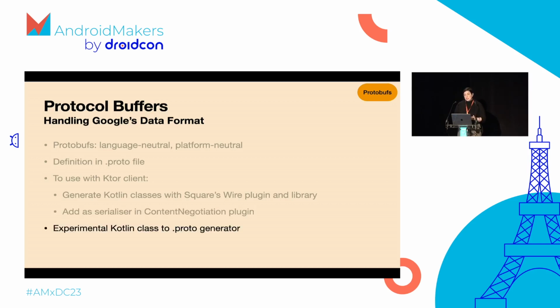We can send and receive protobufs just as simply as we would JSON. And something interesting to note that I discovered somewhere in our documentation was that there is a generator that will take your Kotlin classes, you annotate them a little bit, and then it will generate the proto files, which are sometimes tricky to write up. It will generate them for you. But note that this is still experimental.